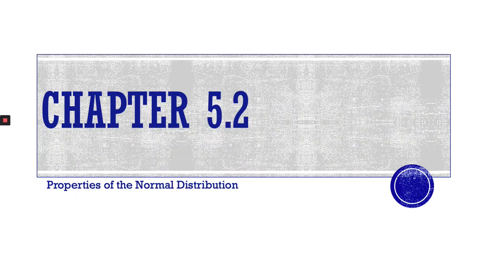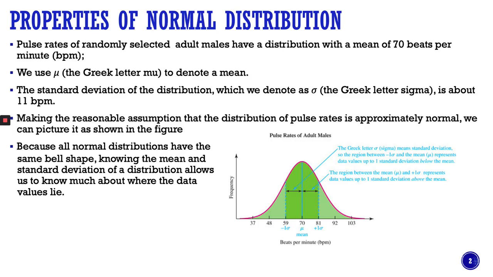All right, so we're going to talk about properties of the normal distribution in statistics. Pulse rates of randomly selected adult males have a distribution with a mean of 70 beats per minute, or BPM. We use the little U-looking shape there, the Greek letter mu, to denote a mean. The standard deviation of the distribution, which we denote as sigma, which looks like an O with a little tail at the top, is about 11 beats per minute.